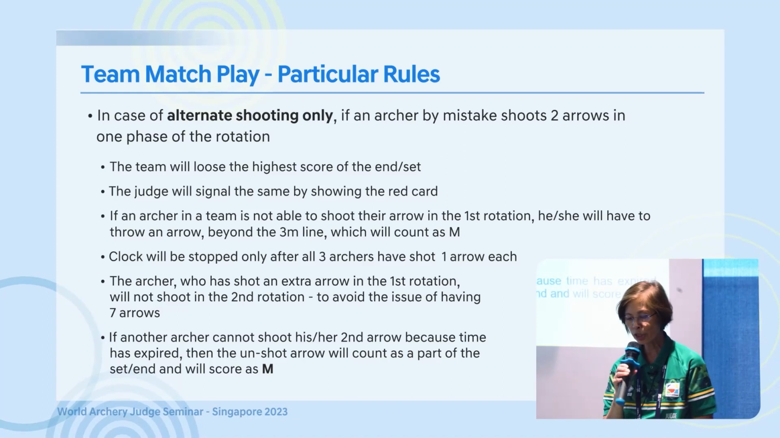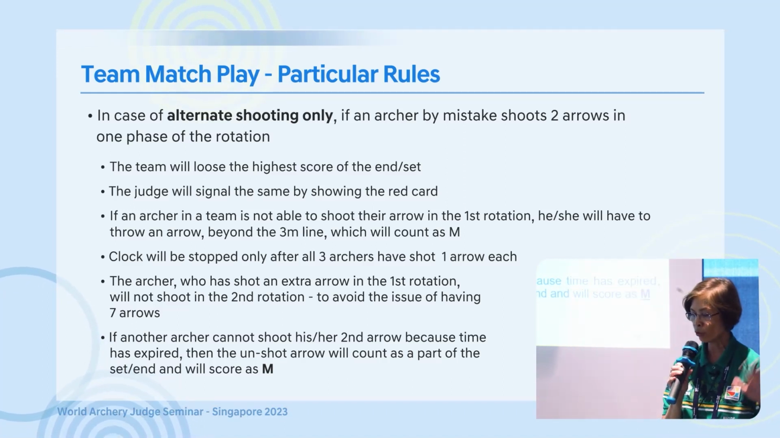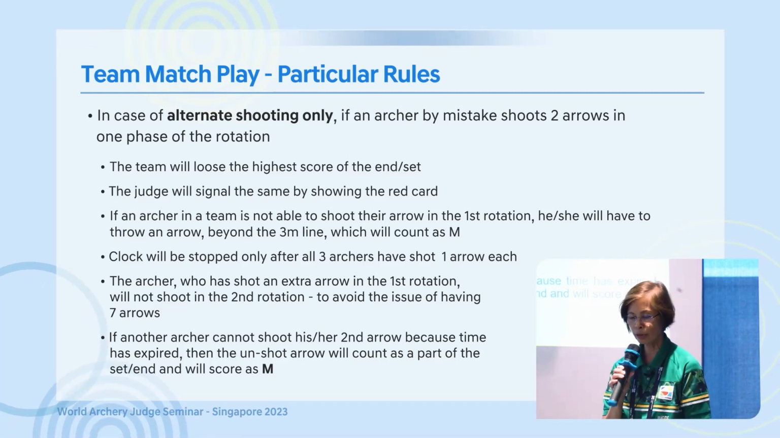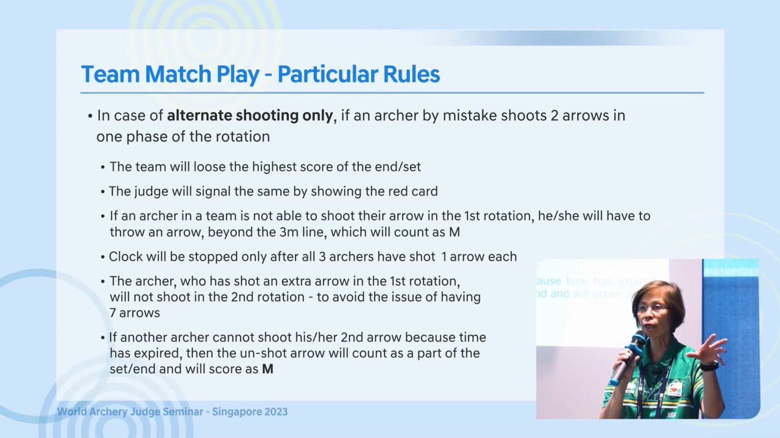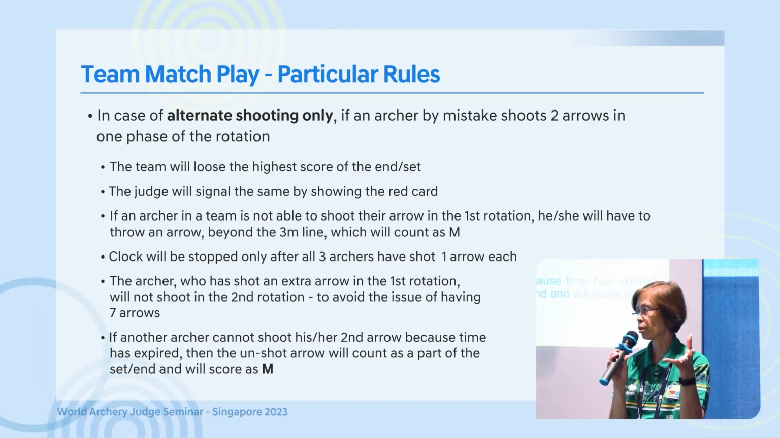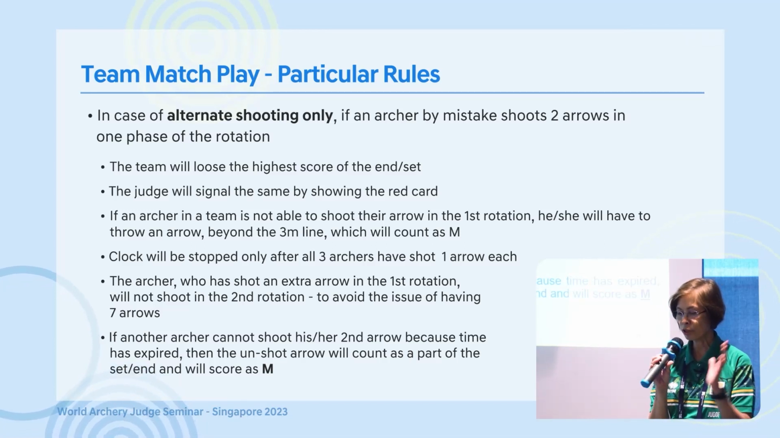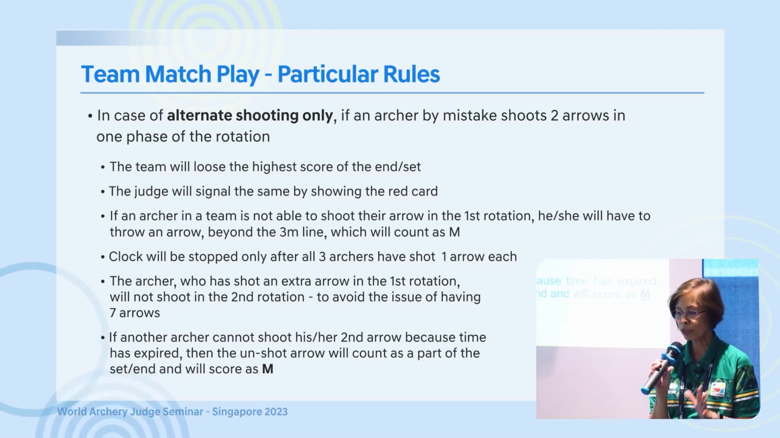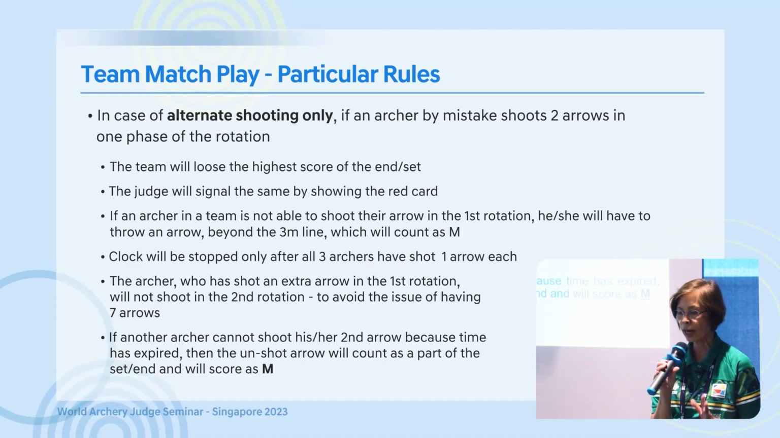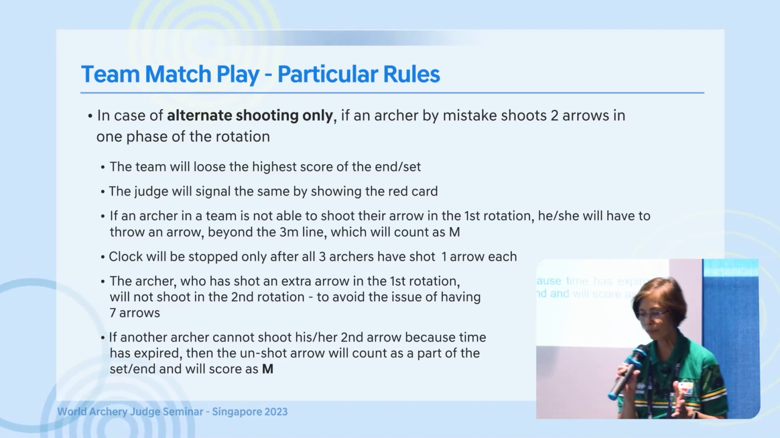The archer who has shot an extra arrow in the first rotation will not shoot in the second rotation to avoid having another problem with 7 arrows. Okay? If an archer cannot shoot their second arrow because time has expired, then the unshot arrow will count as what?